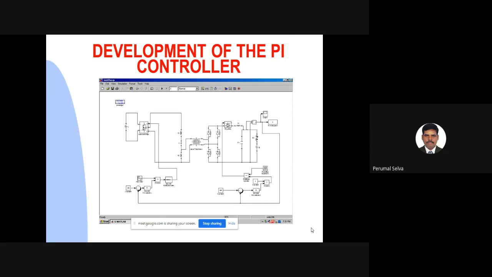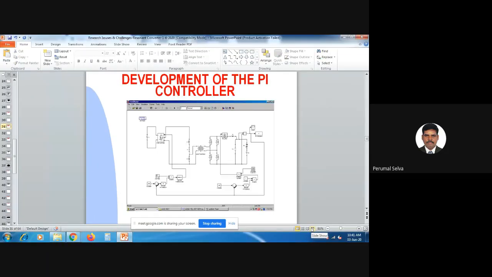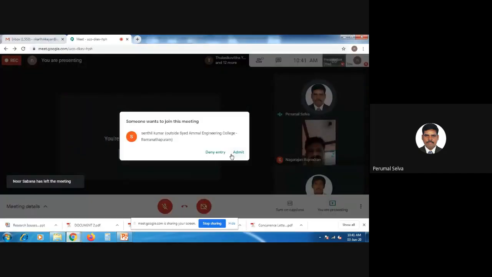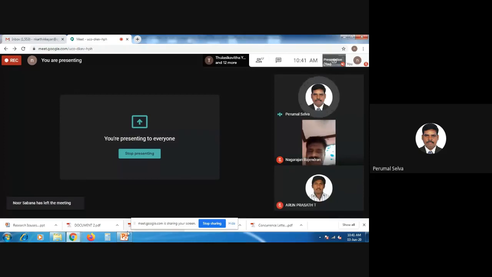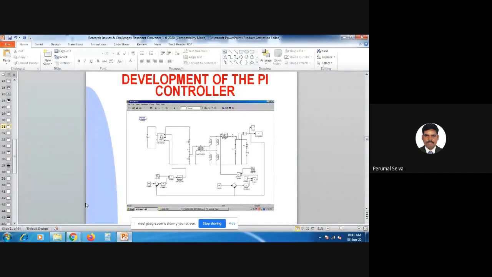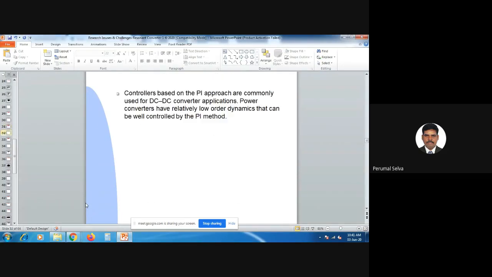Controllers based on the PI approach are commonly used for DC to DC converter applications. Power converters have relatively low order dynamics that can be well controlled by the PI method. So the PI based closed loop simulation diagram is shown in the figure. Next slide.